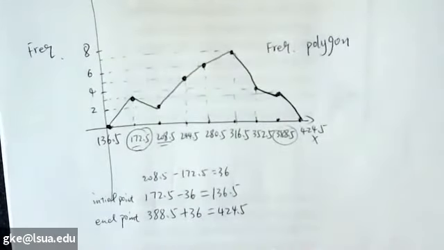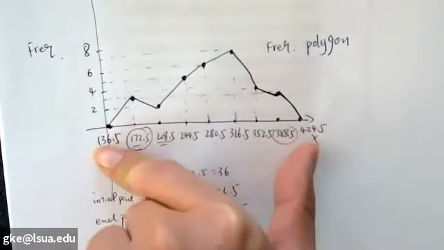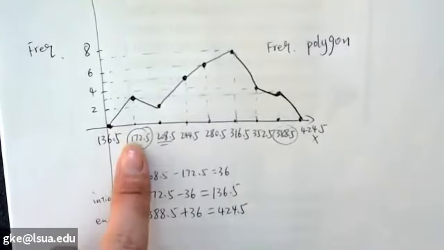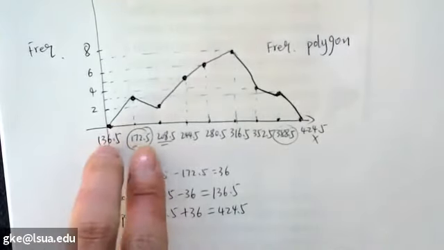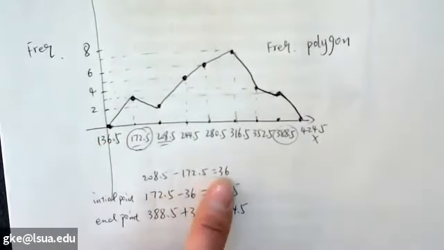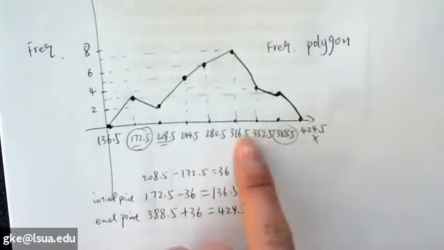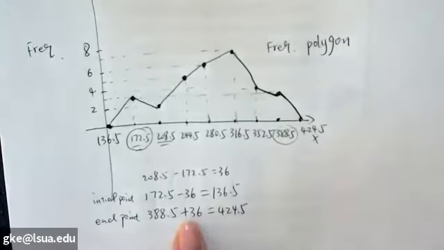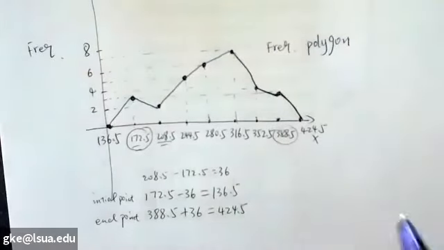Frequency polygon. So the only difficulty, the only thing you need to be concerned about, is that we have 2 extra points: the initial point and the end point. How to get the initial point? Just let this middle point subtract the gap. Here, the gap is 36. And for the end point, you just let the last middle point add the gap. You're going to get it, and then connect it.